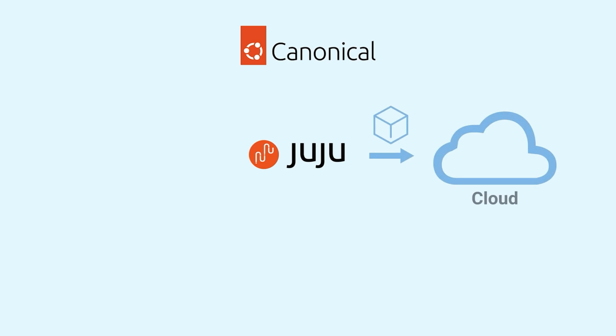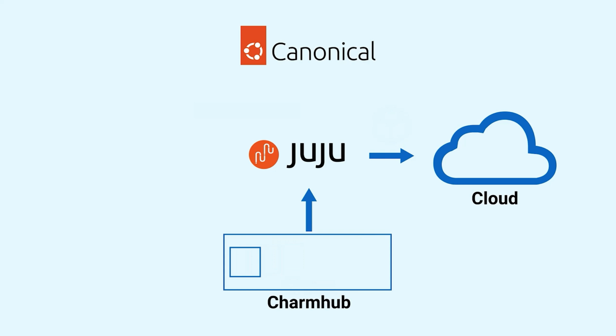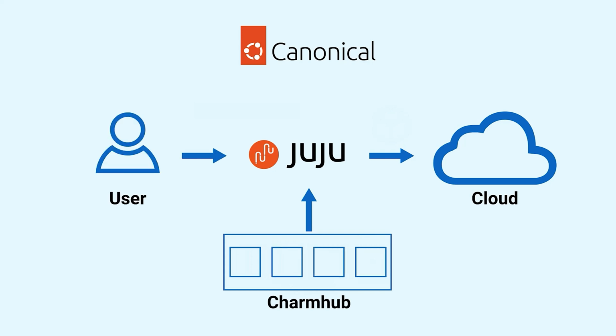Juju is an open source orchestration engine for the deployment, integration, and lifecycle management of applications using special software operators called charms. Charm Hub is a marketplace of charm operators built for a variety of applications that can be used with a Juju command.